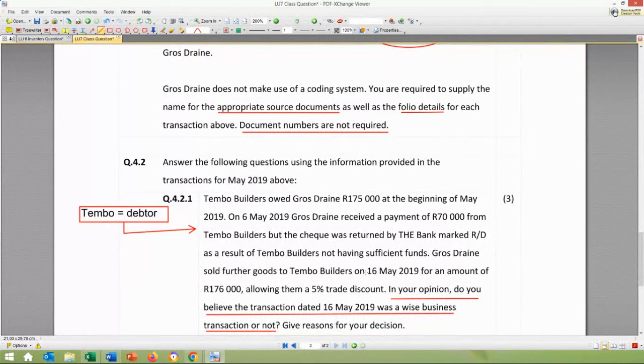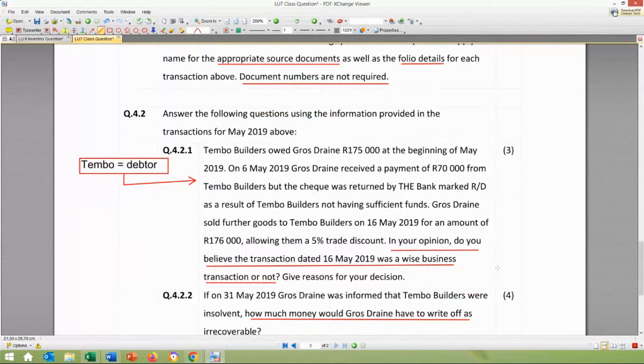So now they're asking, in your opinion, do you believe the transaction dated the 16th of May, so the additional sale that they made at a discount, was a wise business transaction or not? And give your reasons for your decision. So do you think it was a wise business decision for Grosdane to sell to Timber Builders at a discount after their check bounced? What do you guys think?